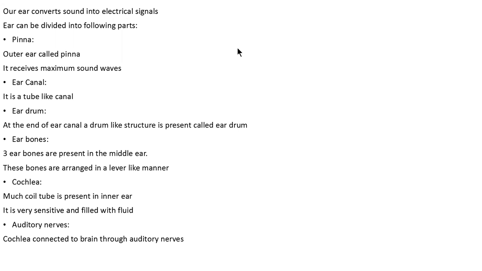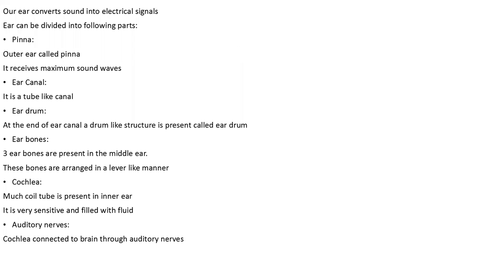Then the ear bones. Three bones are present in the middle ear. How many bones are present? Three. And what are the names of these bones? They are the hammer, anvil, and stirrup. You should remember these names.